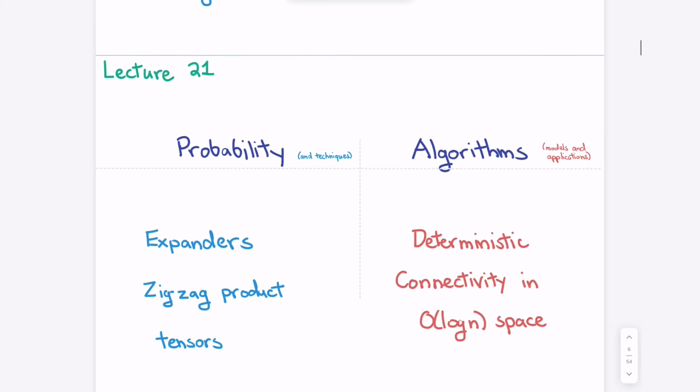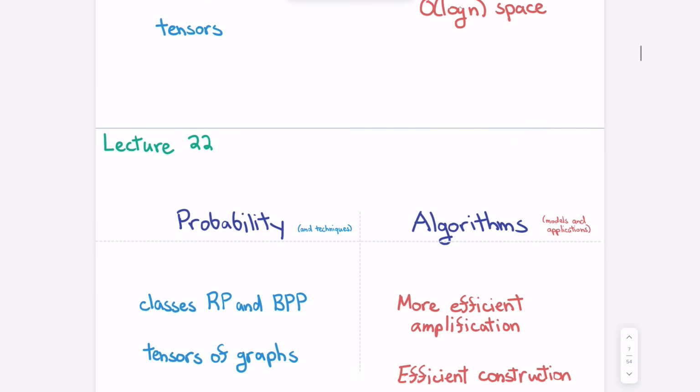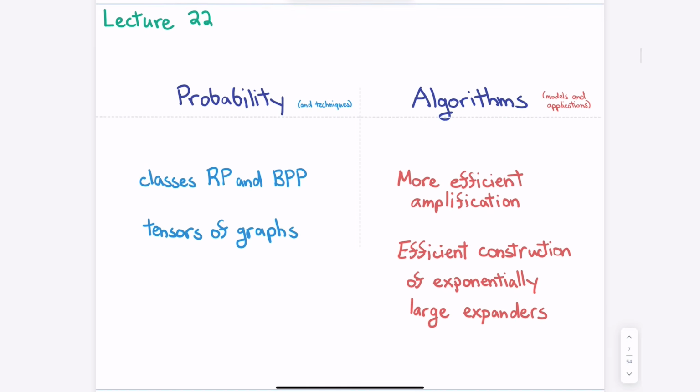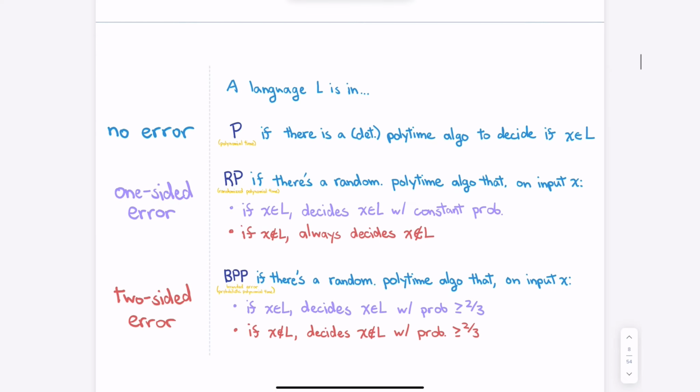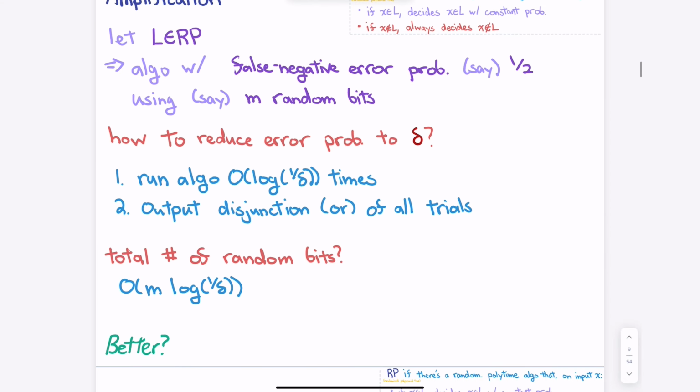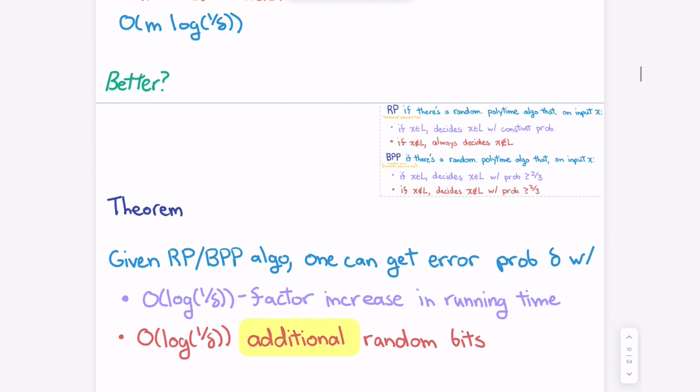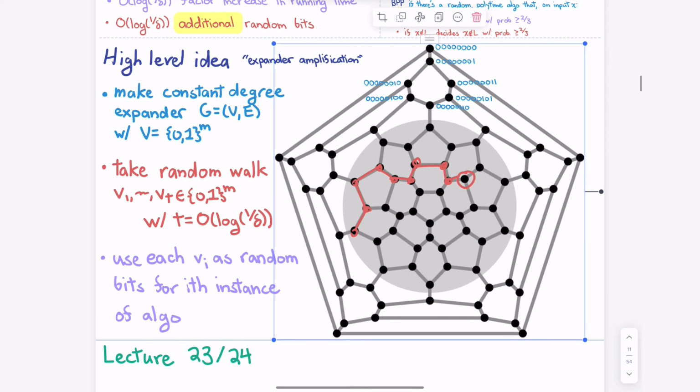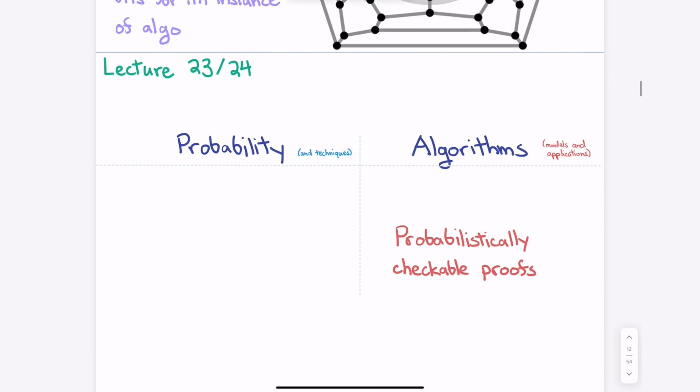Last time we did all this stuff with expanders and random walks. Here's what we did last time. We were doing this error amplification, but with fewer random bits by using the expander to generate the next samples. And we did a proof of the Chernoff bound.